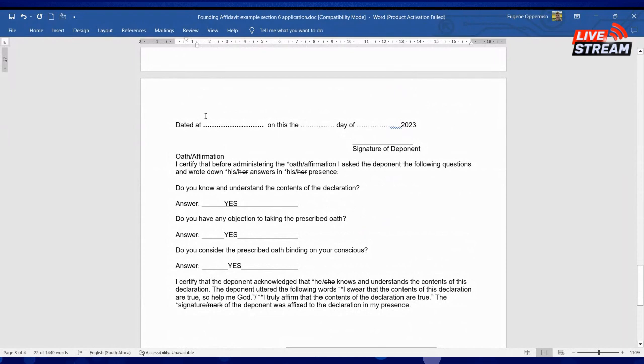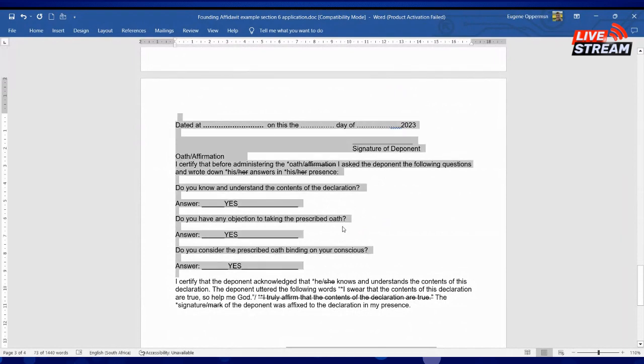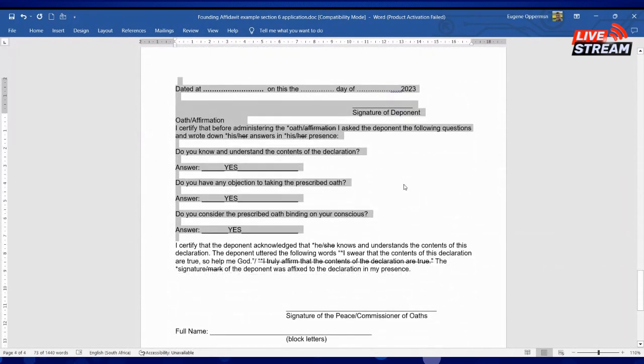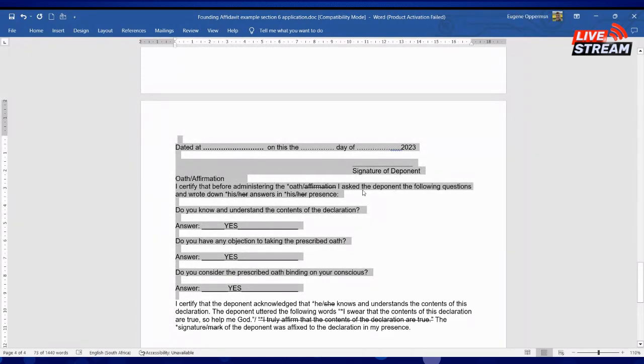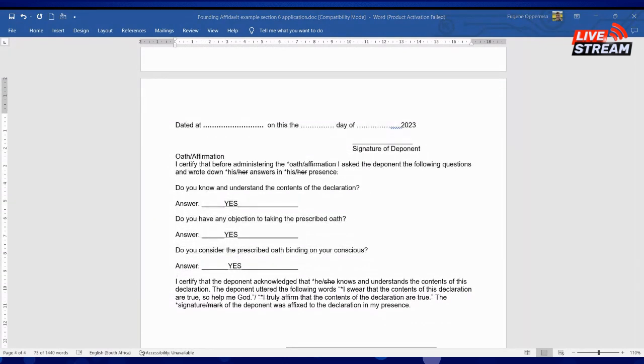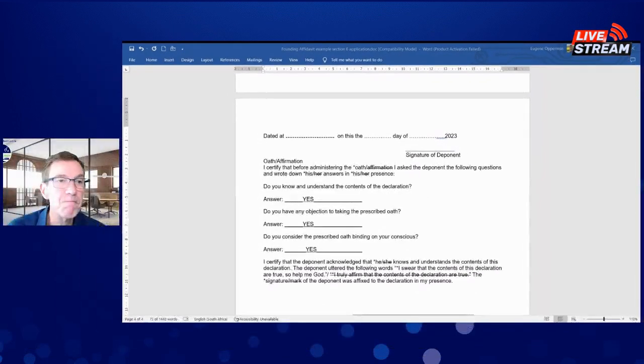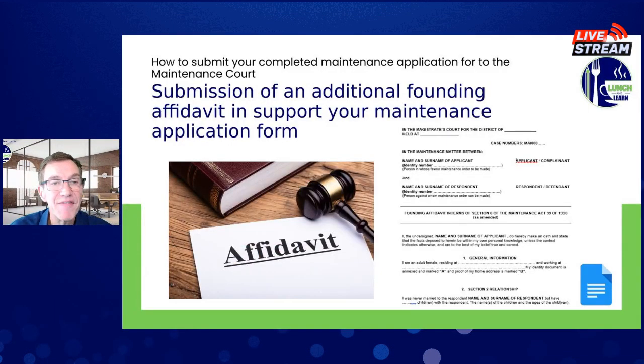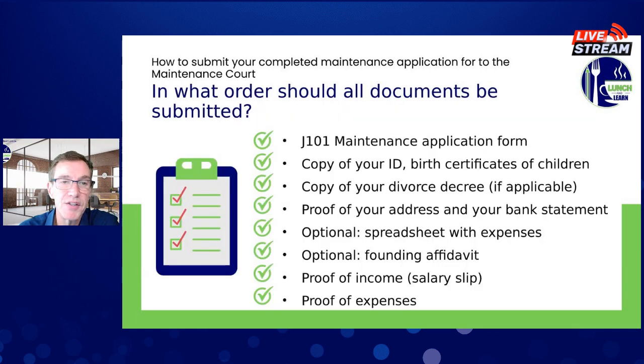This needs to be commissioned in front of the police. So you simply print this out and don't sign it yet. You have to sign that in front of a police officer. And that is basically how the founding affidavit can work, and it could work to your advantage. I would urge you guys to really consider doing this, because it really works. It takes a load off, and it shows that you have commitment towards your maintenance application form.